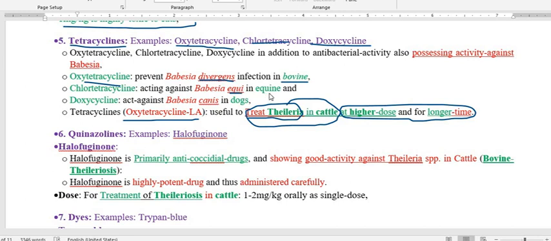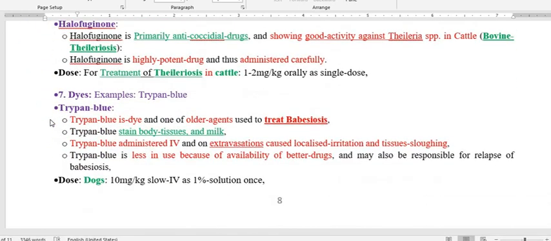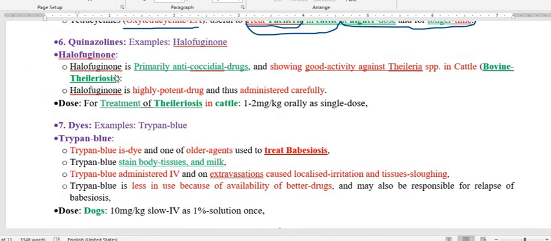The other antibiotic from the tetracyclines is chlortetracycline, and the susceptible species is Babesia equi in equine animals, and doxycycline is for dog babesiosis, Babesia canis. So this is all about the tetracyclines. Next we have to go through the quinazolinones. From that, the drug is halofuginone.